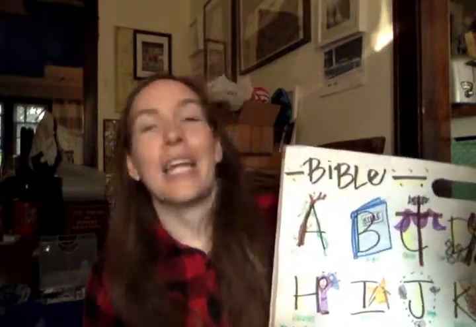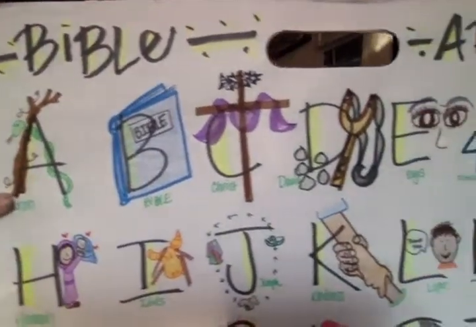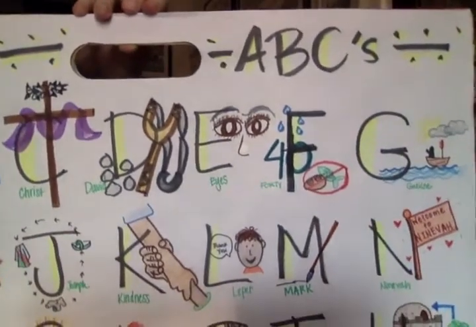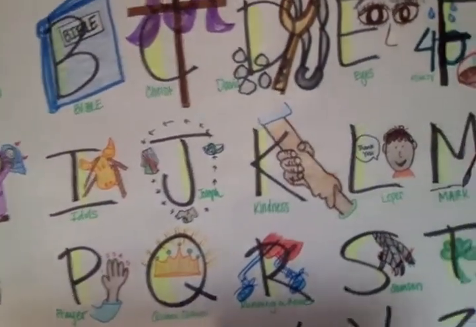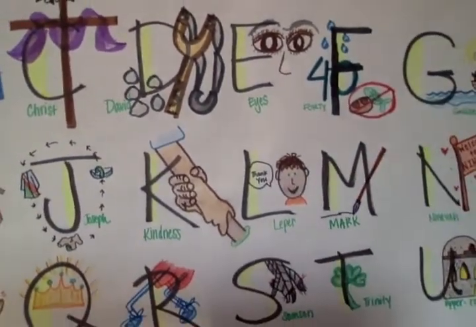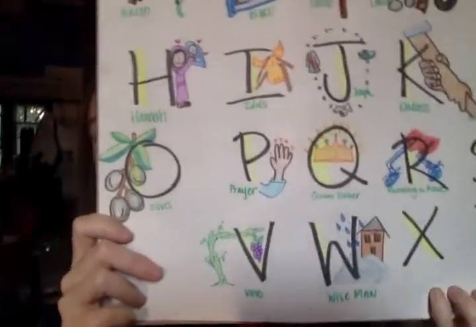Alrighty, and the cool thing about today's lesson is that we're going to tie it back to some things that we've already done. Believe it. So we started out A for Aaron, B for Bible, C for Christ, D David, E eyes, F 40, G for Galilee, and then we hit up the second row. H was for Hannah, I was for idols, J Joseph, K kindness, L lepers, M was for Mark. Today's lesson is going to be a little bit like Mark. N was for Nineveh. Then we rounded it out to the third row.